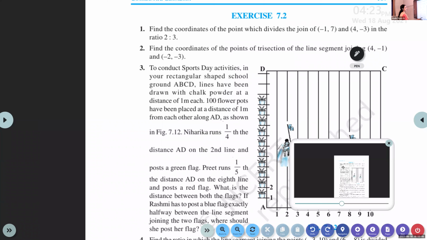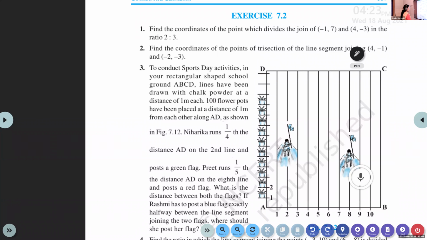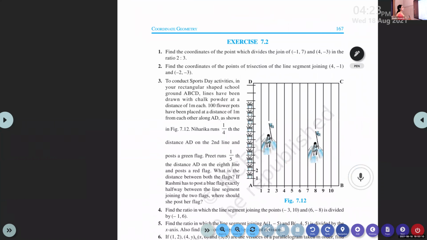Now look at the second question. One of you read the question. Arjun, read the question. Arjun, sorry, not the second one, the third one. Read the third question, Arjun.